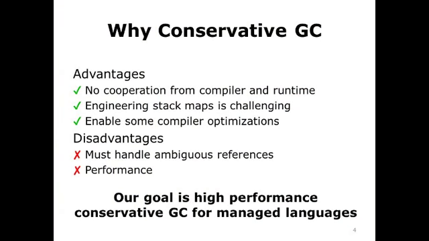So why conservative GC? Because it has some advantages. First of all, you don't need any cooperation from the compiler or the runtime. If you need to implement exact GC, then you need to have stack maps, and engineering stack maps is very challenging engineering work. Also, conservative GC enables some compiler optimizations like code motion, which is not available if we use GC maps or stack maps.